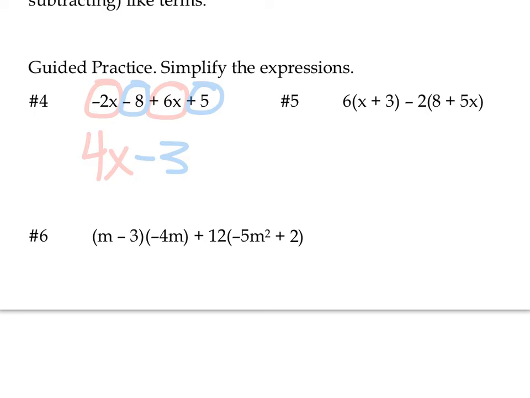When you press play and see how they're done, you'll see if you're on the right track with them. Okay, let's see how you did on these.